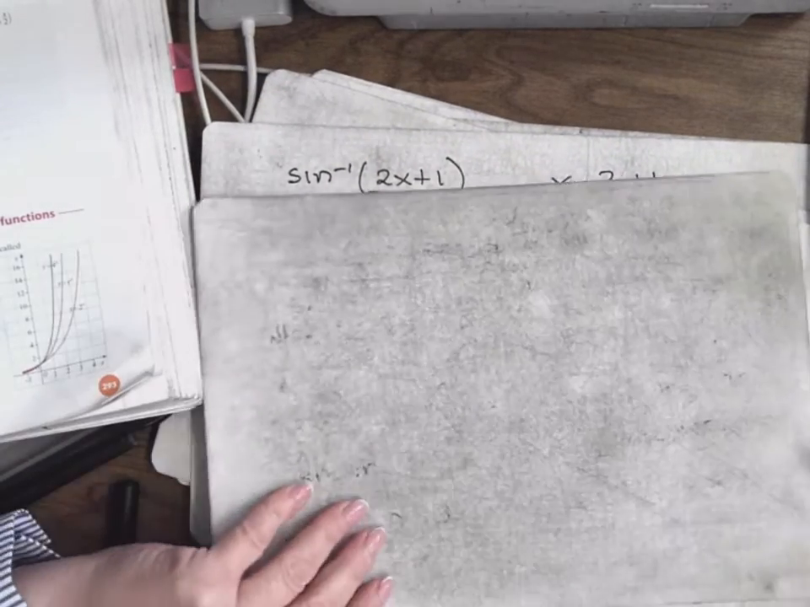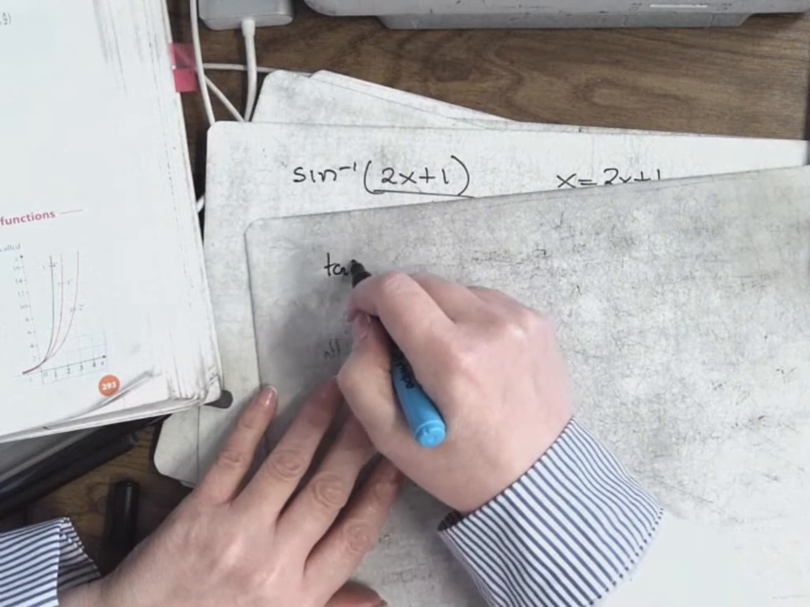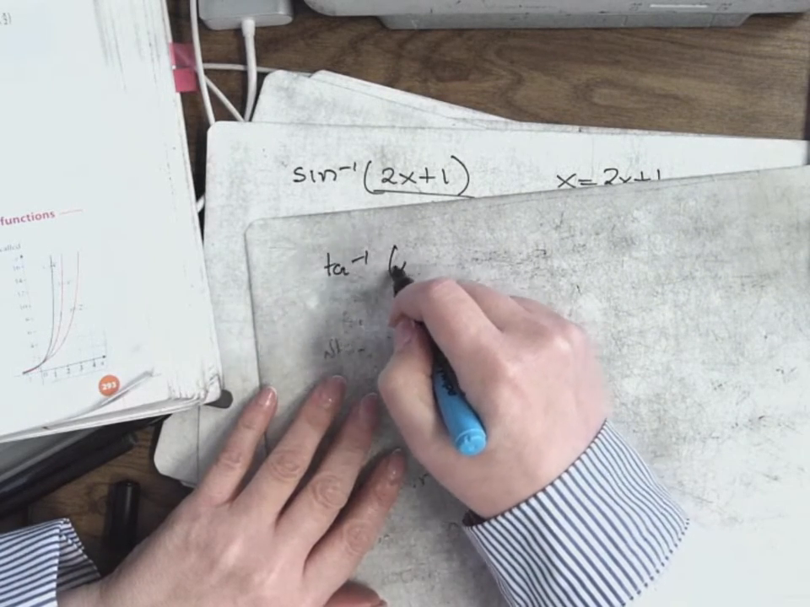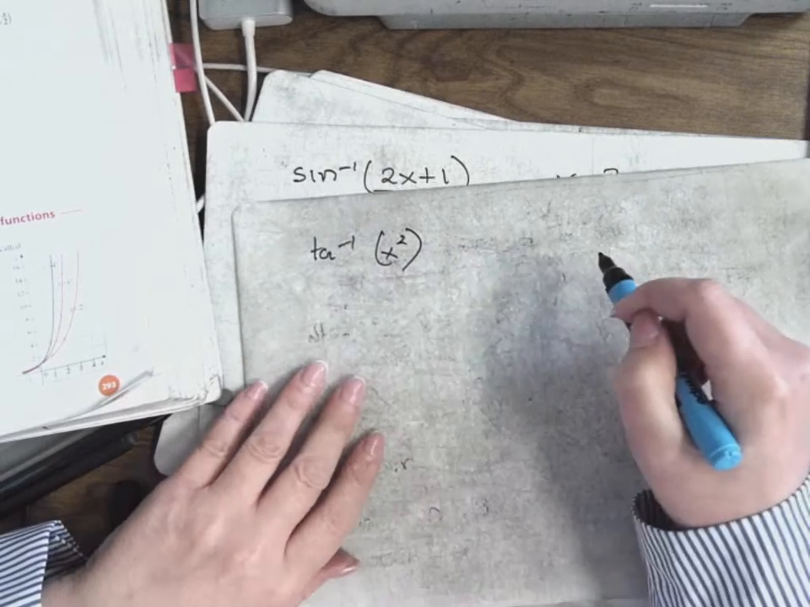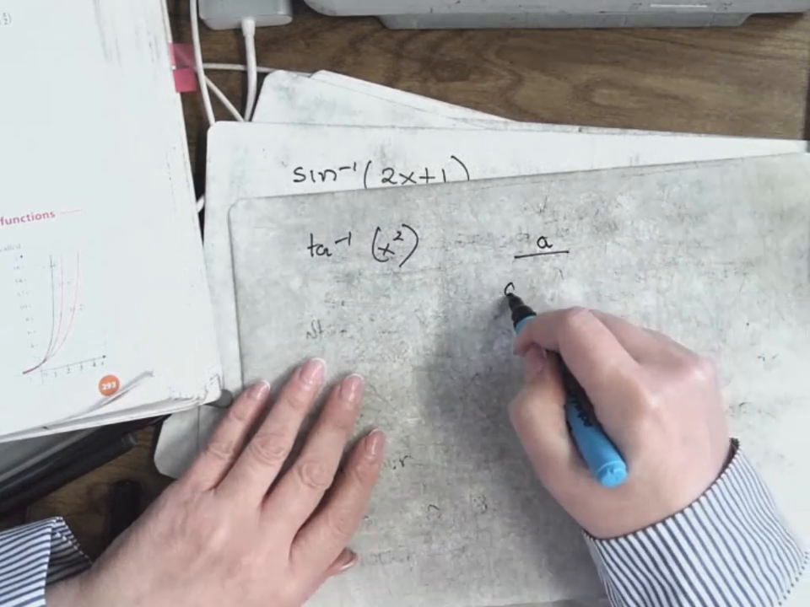Okay, next one. Right, the inverse tan of x squared. So inverse tan formula is a all over a squared plus x squared.